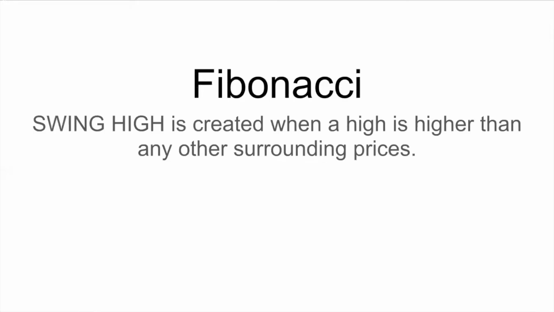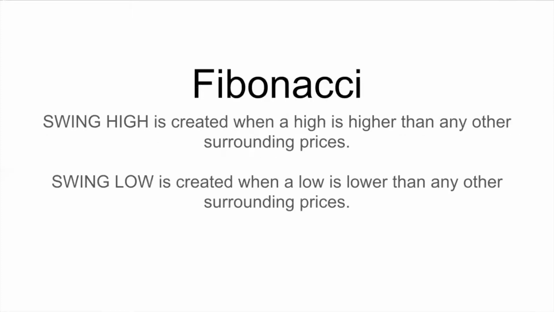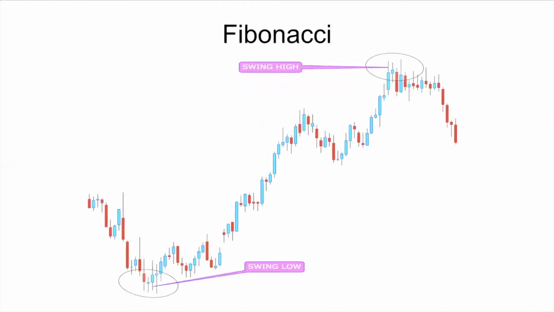All right, so the next thing we need to know to do Fibonacci retracements and extensions is what a swing high is and what a swing low is. So a swing high is created when a high is higher than any other surrounding price. And a swing low is created when a low is lower than any other surrounding price. So pretty straightforward. Swing high is just the ultimate high and the swing low is the ultimate low. So here's an example of what that looks like.